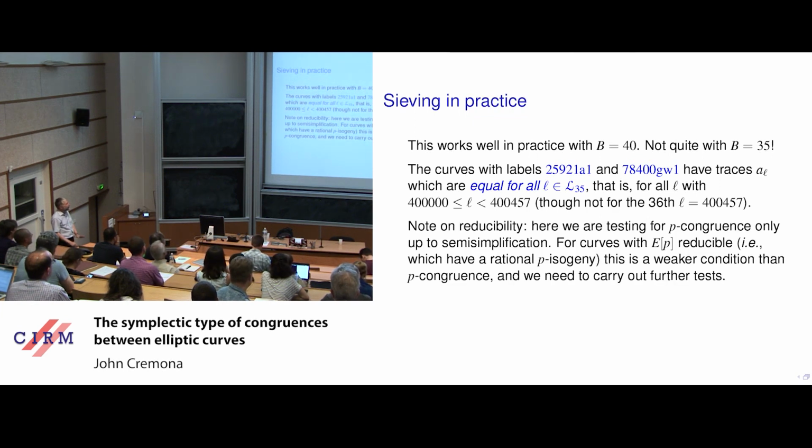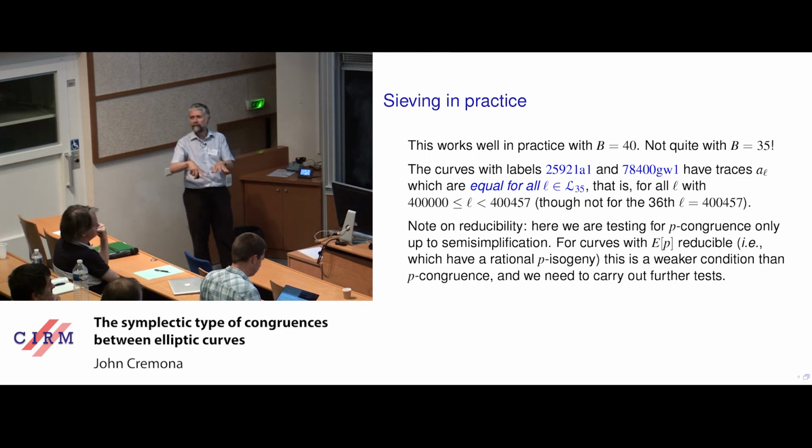Anyway, yeah, so there's some more work to do with reducibility, which I don't really want to get into. It turns out that it's actually much easier for two reducible curves to have isomorphic representations after semi-simplification than to actually have genuinely isomorphic representations. But the nature of the further tests we carry out, I won't do.